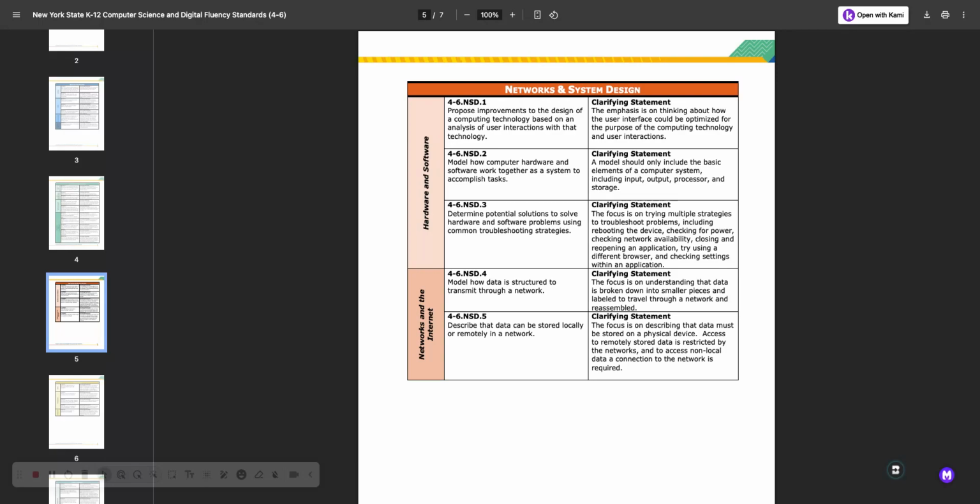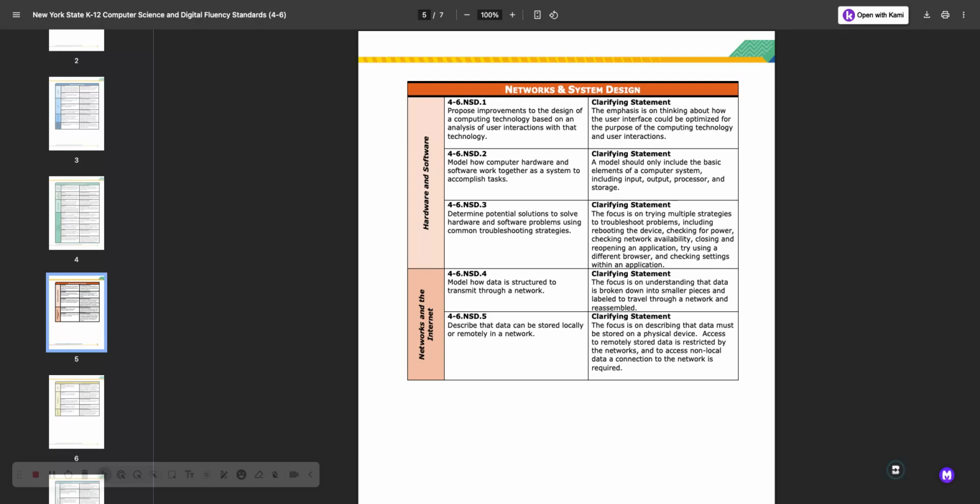The first one is thinking about how we use technology and how we interact with that technology. So thinking about that user experience when you go to a website and finding the buttons you need to find and the clicks and so on. As we go on to NSD 2, we're talking about modeling how computer hardware and software work together as a system. So this could be identifying what is a computer system, what is a processor, where are things stored, what happens when you type something, what comes back for you.